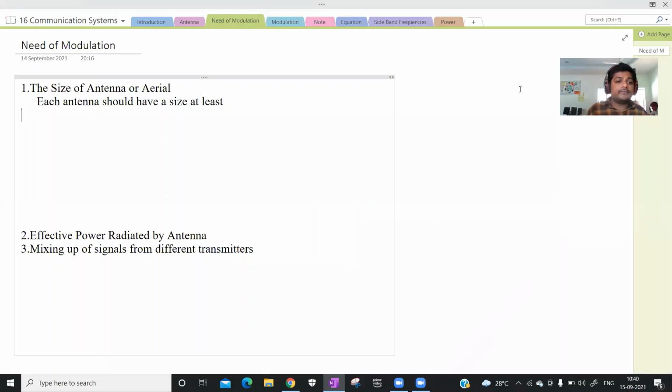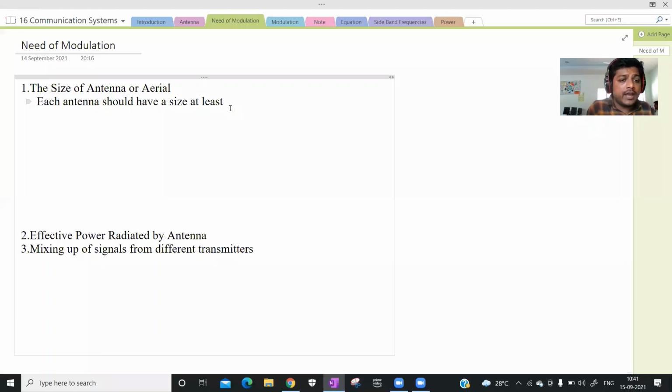Okay, listen. So, the need for modulation we are discussing. In the first factor, the reason behind modulation is the size of the antenna or aerial. If you want to send any signal, any wave, into space, the size of the antenna should be at least lambda by 4.